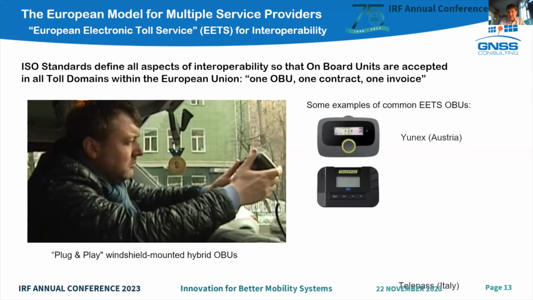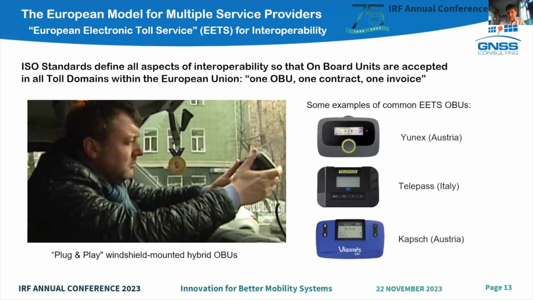And here are some examples of what these onboard units look like. So these are the three biggest ones. There's more than that. And even though Austria is a microwave country, we still have high-tech companies that are doing these GNSS type of onboard units. And you will see a lot of them now.